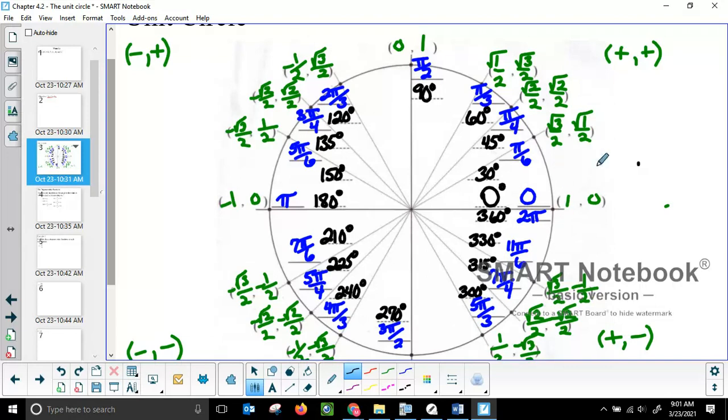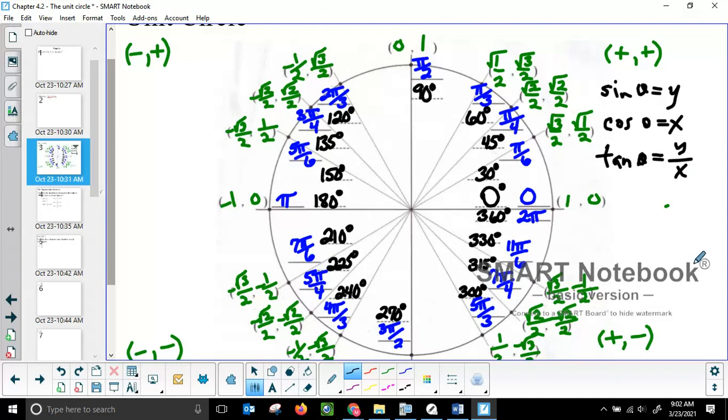All right, but it's really important to know that for any angle theta, sine of theta is equal to your y coordinate on your unit circle. All right, cosine of theta is equal to your x coordinate on your unit circle. And tangent of theta is equal to the y coordinate divided by the x coordinate on your unit circle.